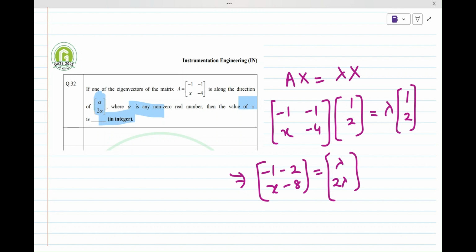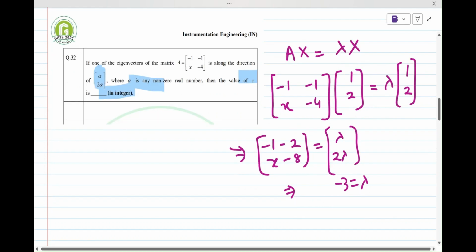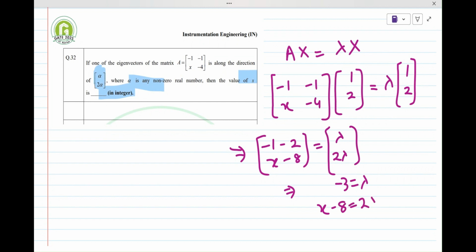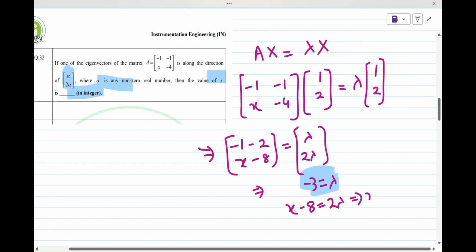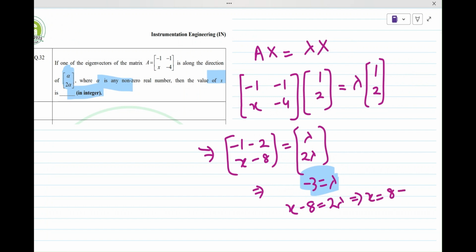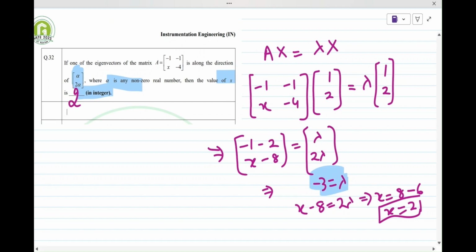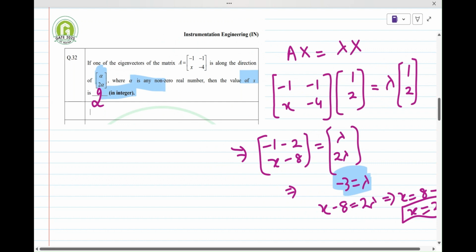So we are going to equate the elements. -3 is equal to lambda, and x minus 8 is equal to 2 lambda. So from here we can say lambda is -3. So we get x equals 8 minus 6. So the value of x is 2, which is an integer. So your correct answer is 2. Let's move to the next question.